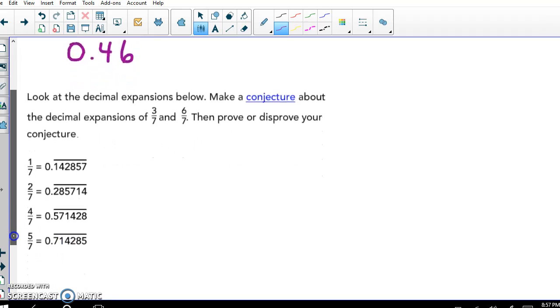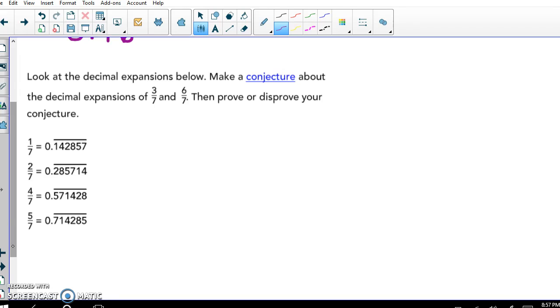But let's look at some decimal expansions below and make a conjecture about the decimal expansions of 3/7 and 6/7. So you'll notice that we have 1/7, 2/7, 4/7, and 5/7 listed. Take a second to analyze the pattern here, and let's see if we can make a conjecture about the decimal expansion for the two missing fractions. As we look at the patterns here with these decimals, we have a very interesting pattern going on. To make a conjecture, we are going to take some incomplete information and propose an idea.